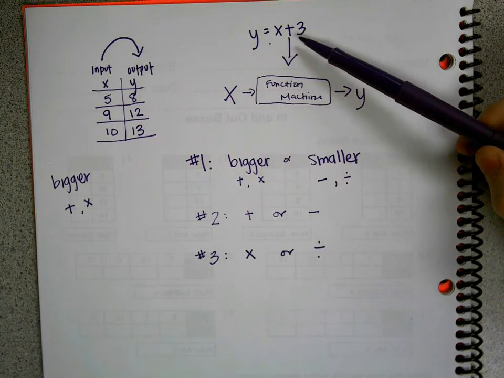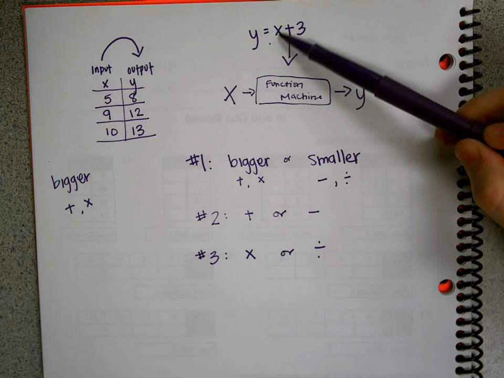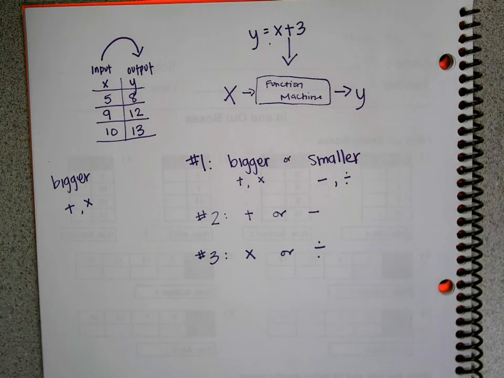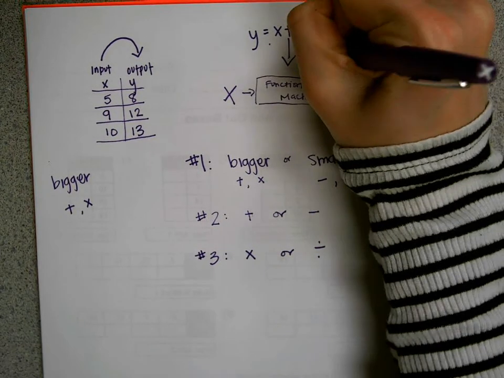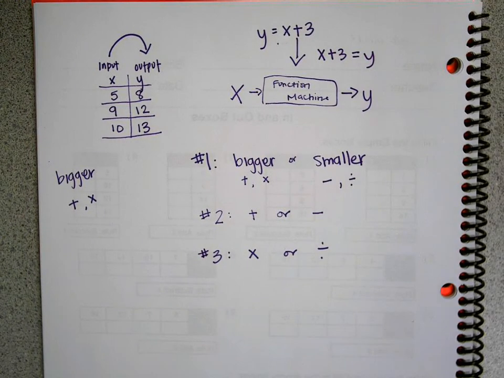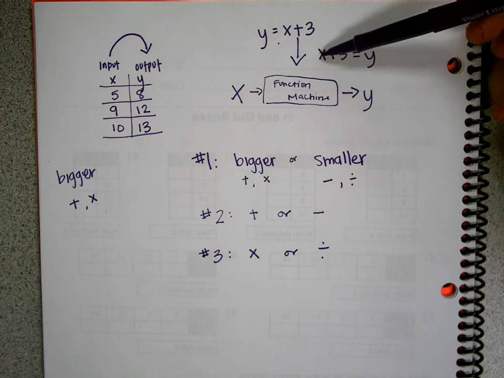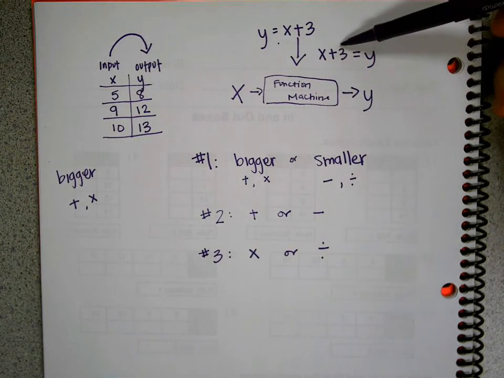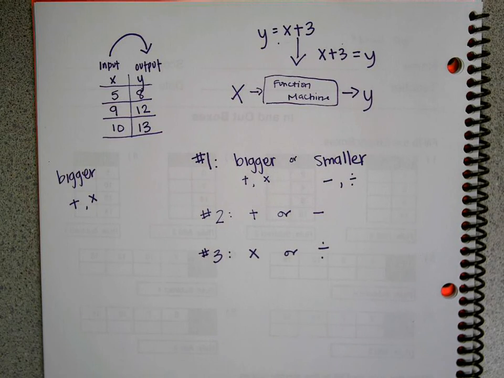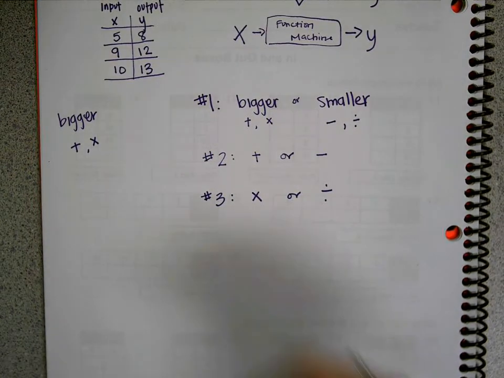If we're just adding 3, because we put x in, so x goes into the machine, we add 3, and then we get y out on the other side. If it makes more sense to you, you can write your equation like this, x plus 3 equals y, so that you can see it starts with an x going in the machine, and then we add 3, and then y comes out on the other side. So either way is fine. We're going to do just one more example that's a little bit harder.